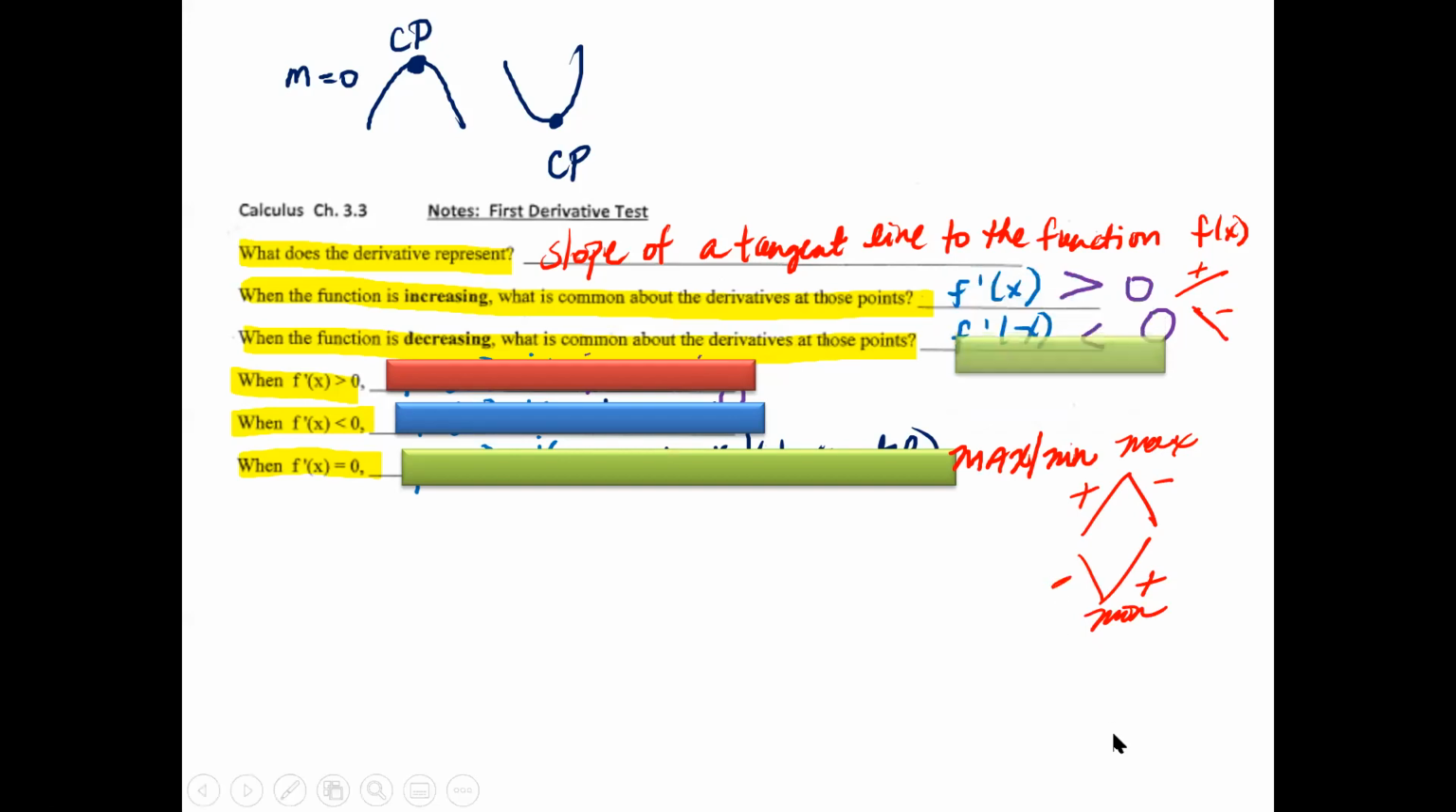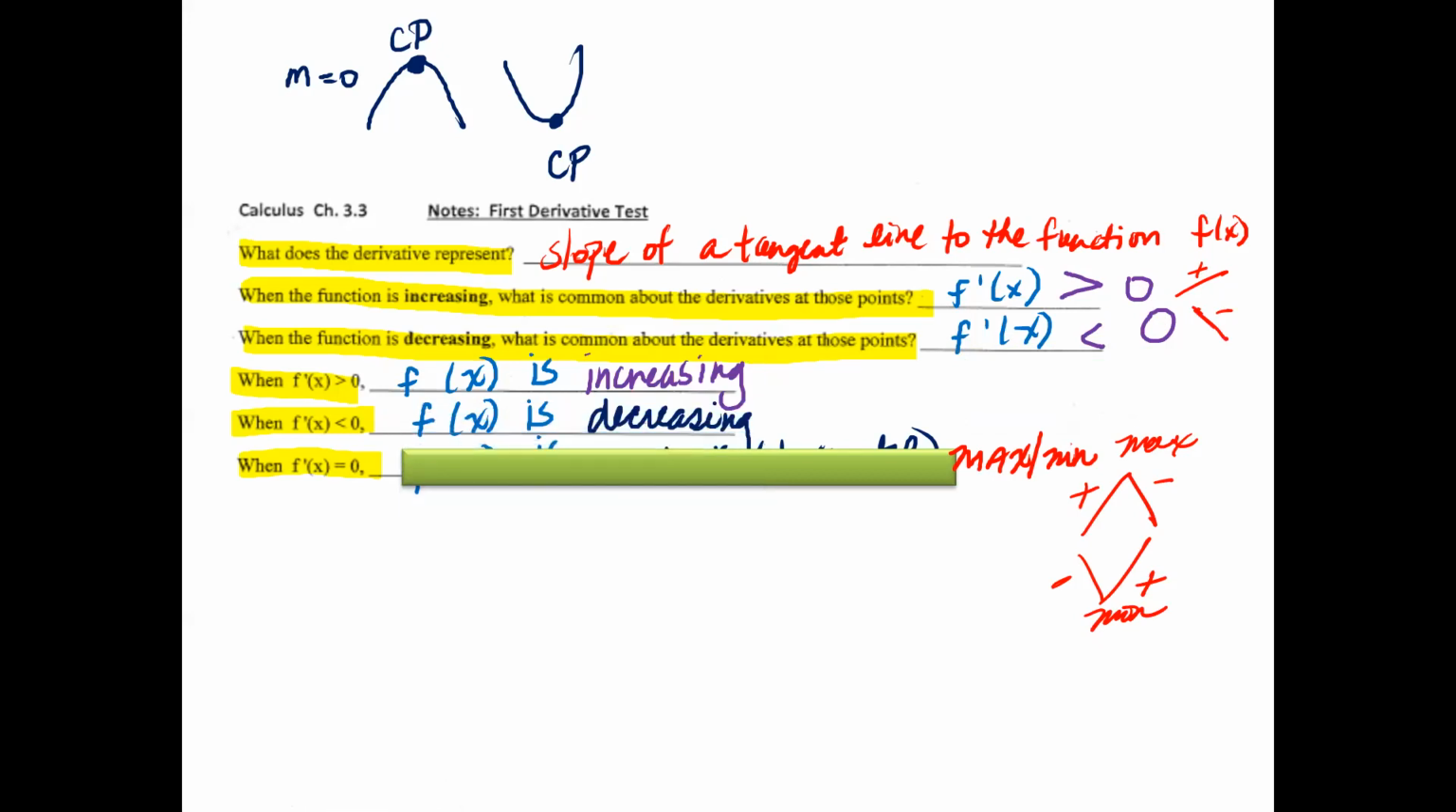When f prime of x is greater than 0, then you know f of x is increasing. If f prime of x is less than 0, it is decreasing. And you know that when f prime of x is equal to 0, it is horizontal. Okay, that is a critical point where it's going to determine either a max or min by testing the left and right side of that critical point with a sign line.